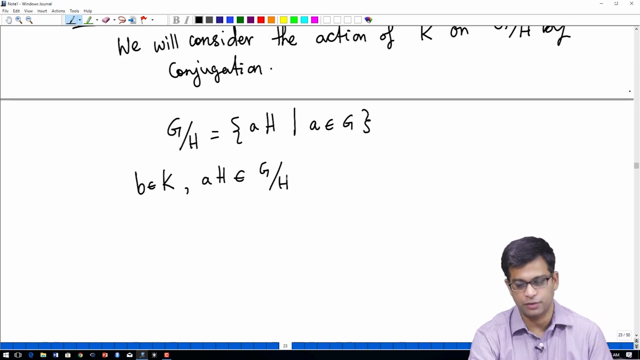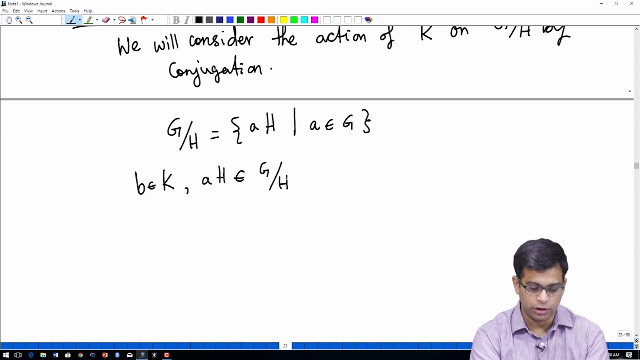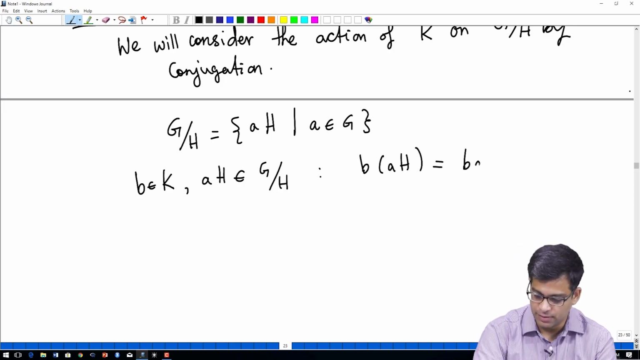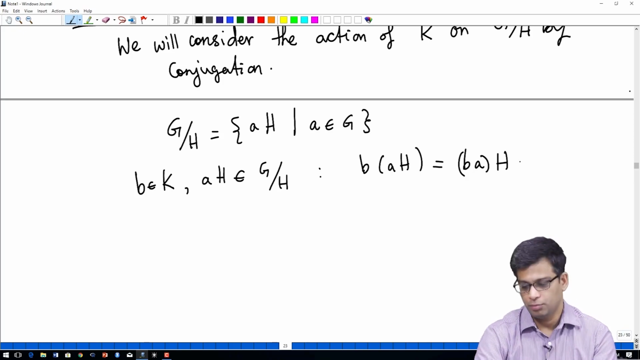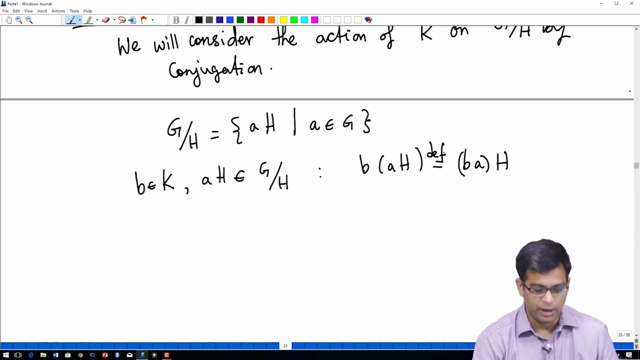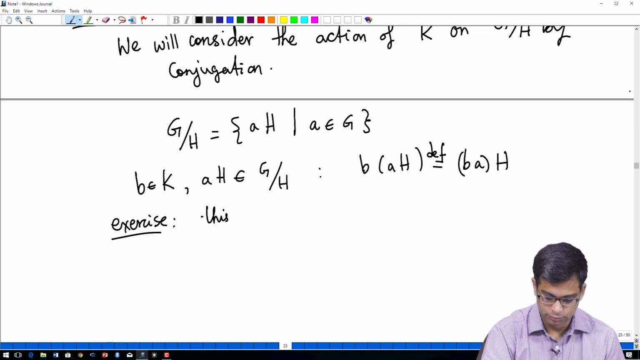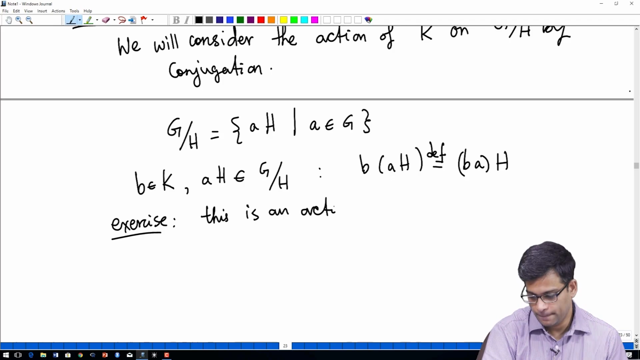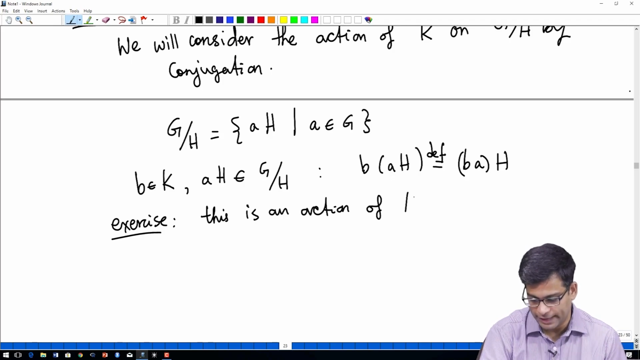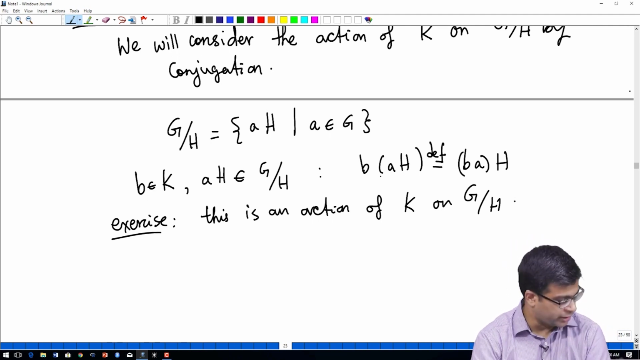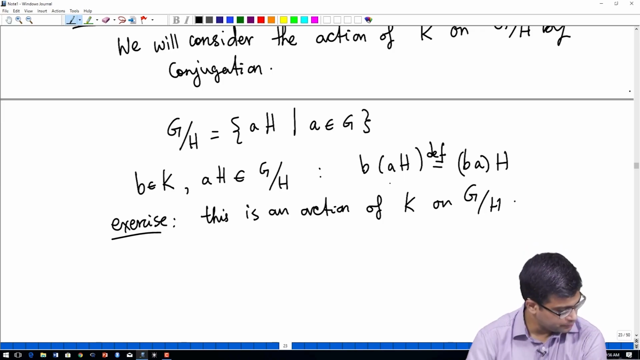Remember that in order to define the action of a group K on a set G mod H, I need to tell you what is a group element times the set elements. So, B times AH, no surprise here, is simply BA times H. B times AH is defined to be BA times H, and it is easy to check that this is an action of K on G mod H, because the identity element acts as identity and associativity naturally holds.